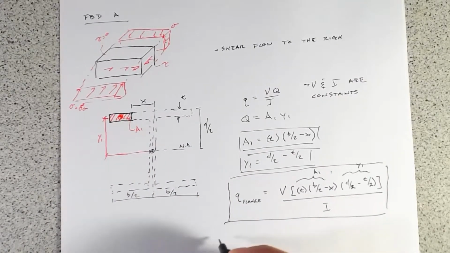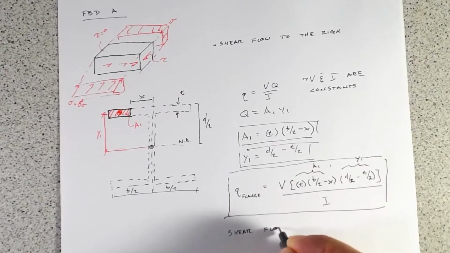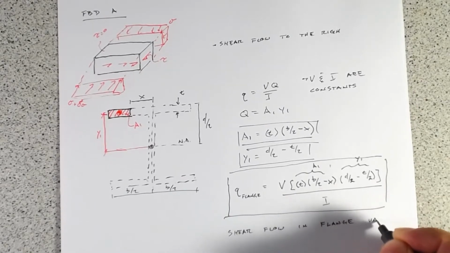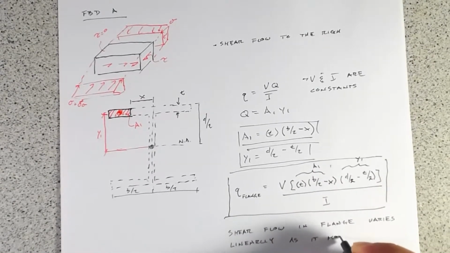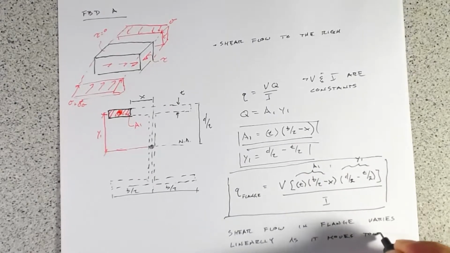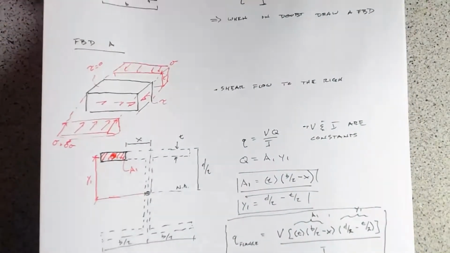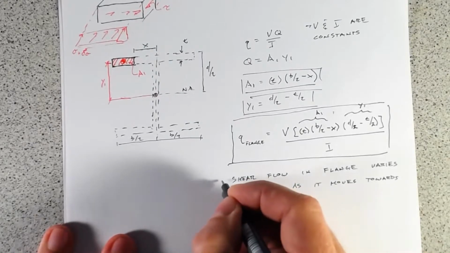So what we find is that the shear flow in the flange varies linearly as it moves towards the web. So that's an important bit.